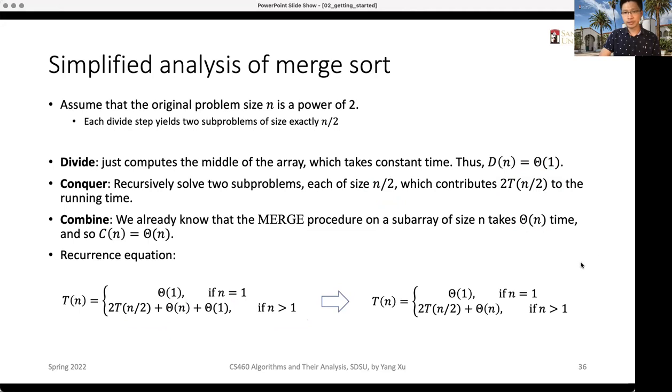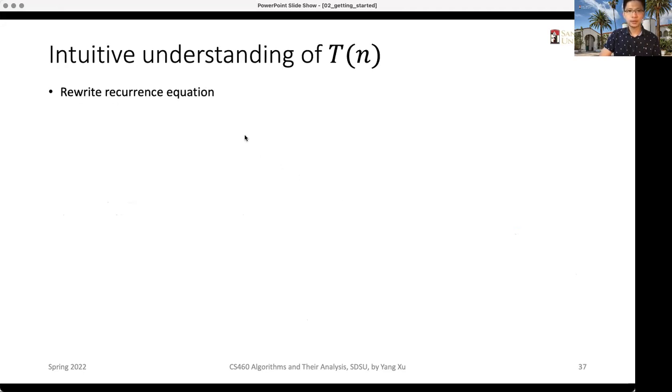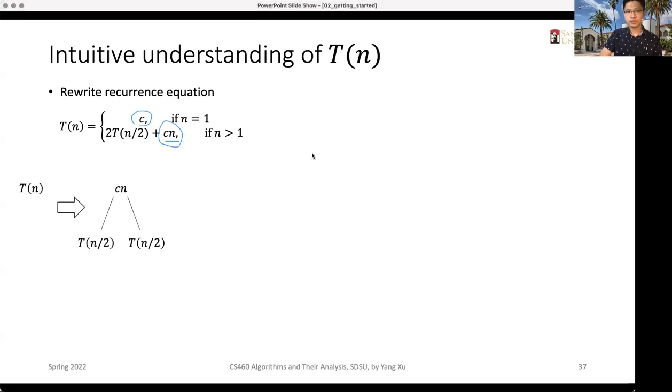And we can further rewrite it by ignoring the constant, the lower order terms. Okay, let's have a further simplified version of it. We basically replace all the big thetas with actual constants, right? The big thetas here with actual linear functions and the actual constants. So it will be a concrete equation that we can try to solve now.